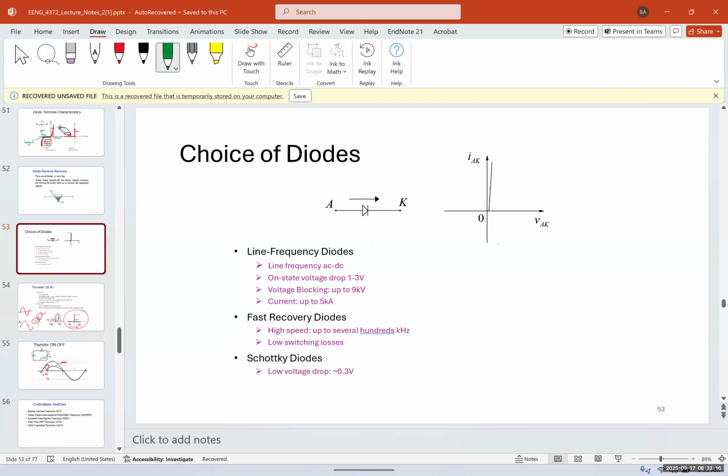Then we have fast recovery diodes, signal diodes. They are very high speed, up to several hundred kilohertz, and they have low switching losses. But the problem is you can't put a lot of voltage on them. Usually they are limited to a few hundred volts. You can't do 2,000-3,000 volts on them. And we have Schottky diodes, which have a very low voltage drop of around 0.3 volts, usually made out of germanium, and very fast as well. These are also used in electronic systems, not electrical systems.